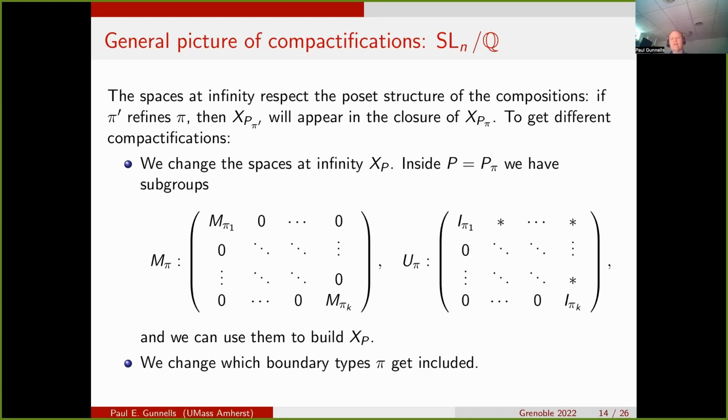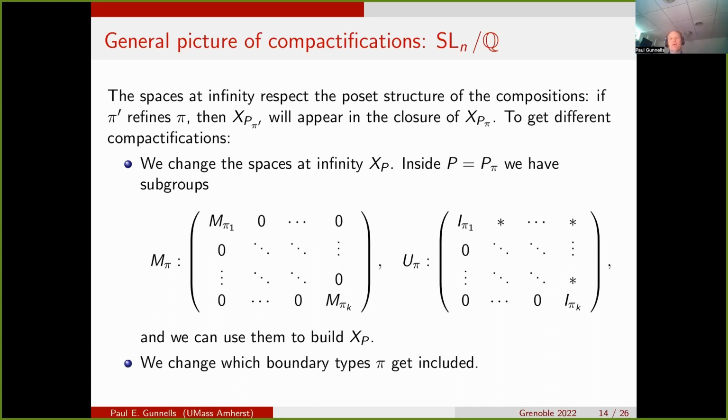Okay, now inside the parabolic subgroup, we have these two special subgroups, which I'm calling M pi and U pi. So U pi is a unipotent group. It's the unipotent radical of P pi. So what does it look like? It has identity matrices going down the diagonal of the same block shapes as determined by pi. So it's just take the diagonal part of P and replace it by the identity matrix. And then you allow arbitrary entries upstairs above those, okay?